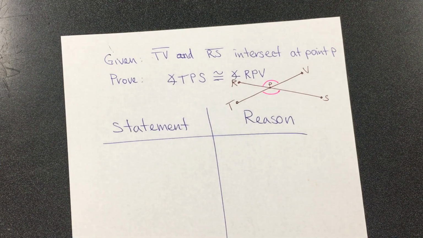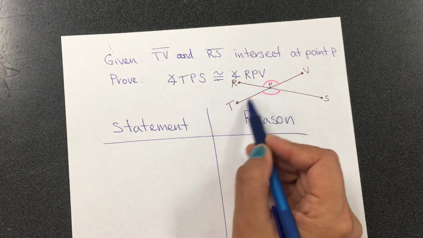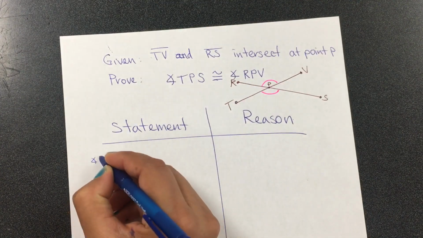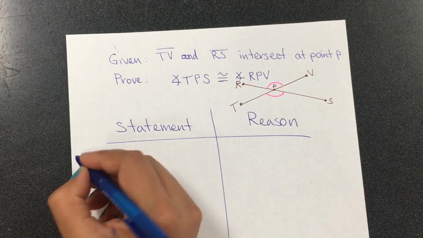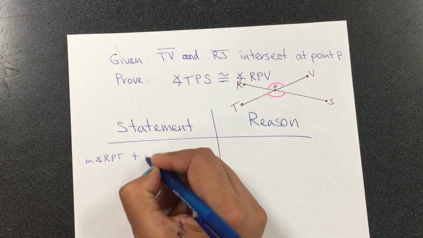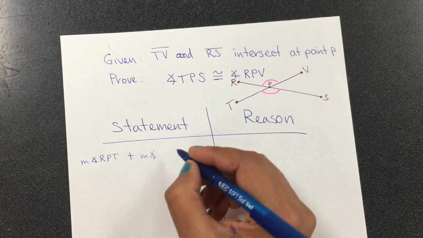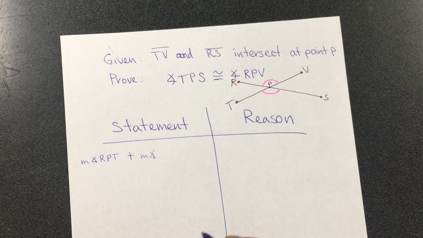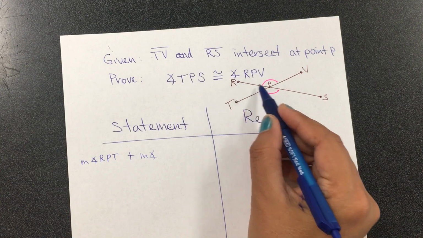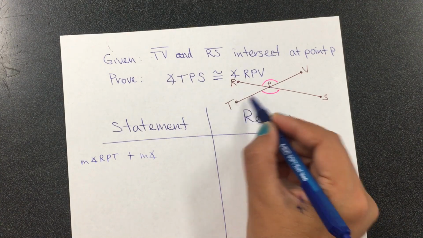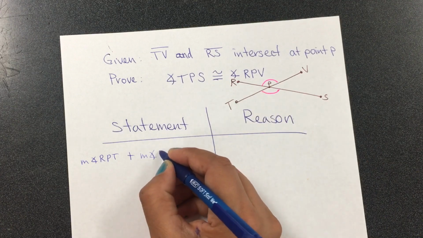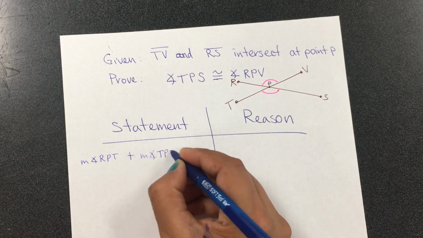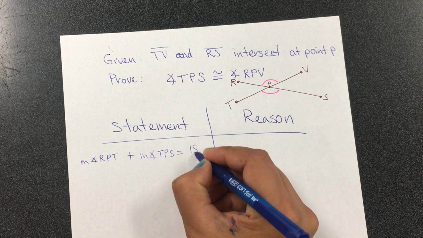And so the first statement that we're going to say is that the measurement of angle RPT plus the measurement of angle TPS, meaning these two angles together, are equal to 180.